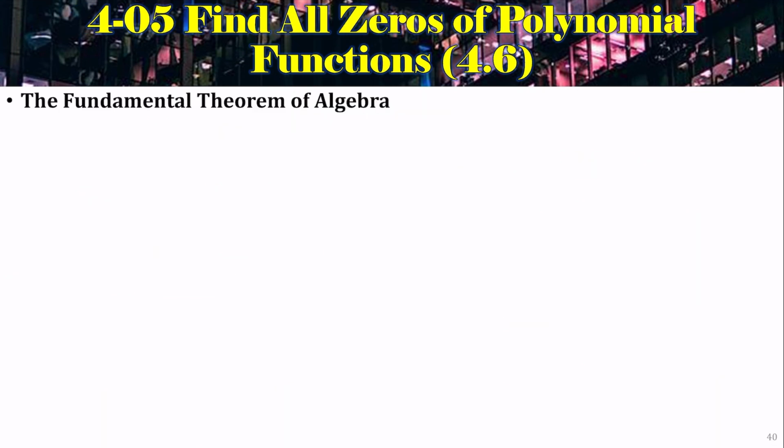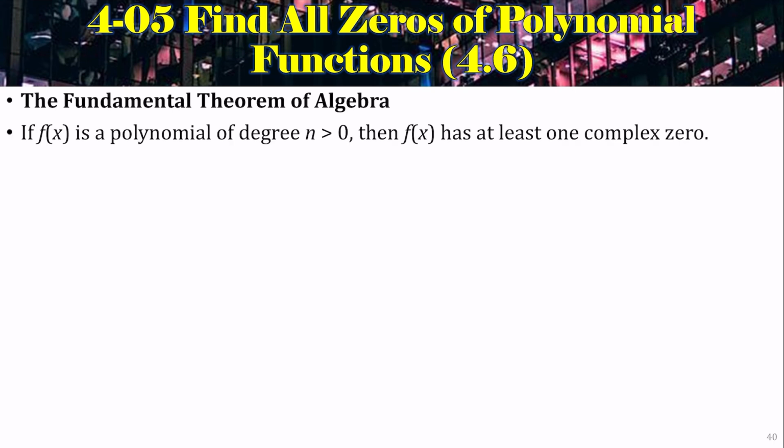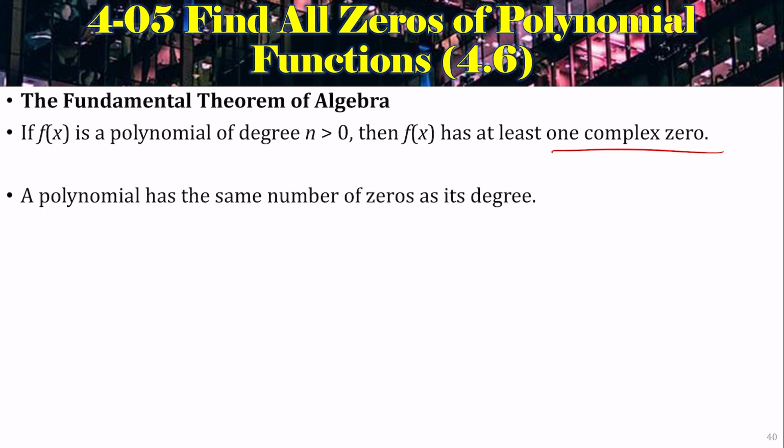So how many zeros, how many solutions should you be looking for? The fundamental theorem of algebra tells us. It says if we have a polynomial function, then there is at least one zero. Woohoo! There's one answer, at least. More specifically, it has the same number of zeros as its degree. So if the degree is 3, there are 3 zeros. If the degree is 5, there are 5 zeros.